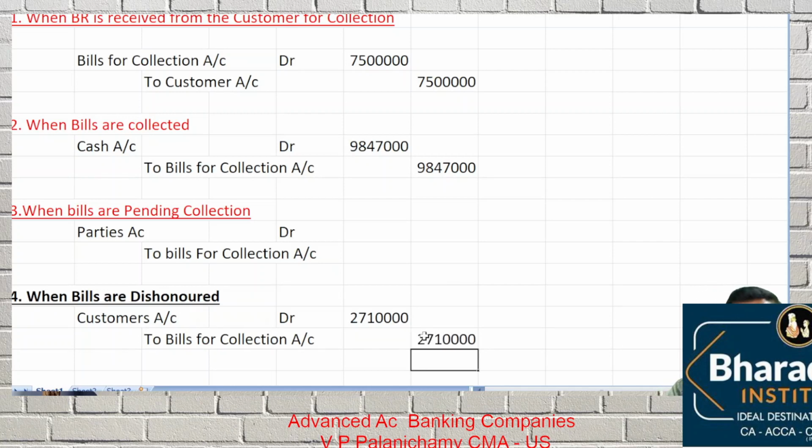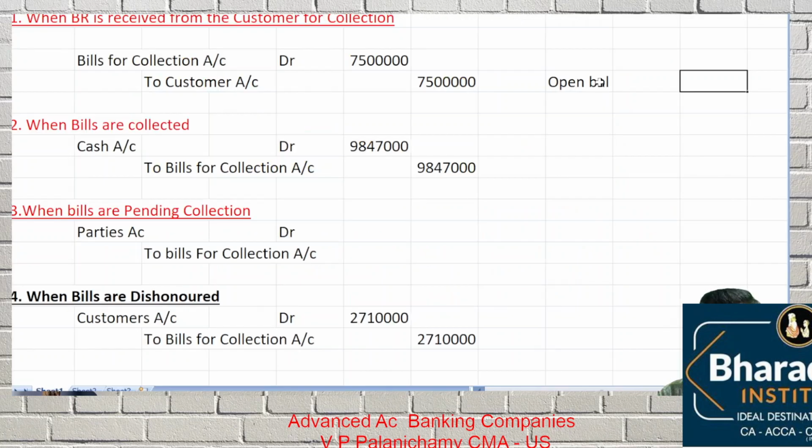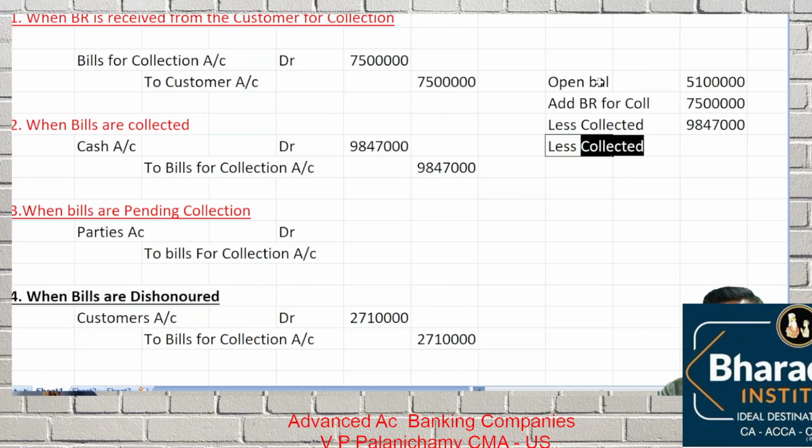So when the bill is received for collection, 75 lakhs, then collected, dishonored. What is the opening balance? 51 lakhs. What is the bill for collection received during the year? 75 lakhs. In that, how much is collected? 98 lakh 47,000 is collected. Then how much is dishonored? Cancelled.